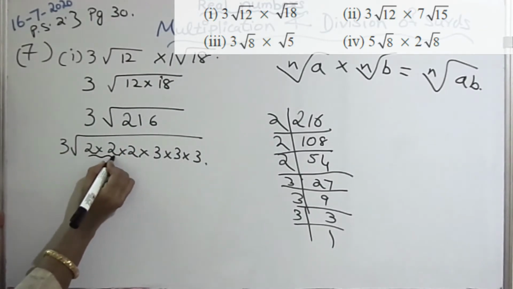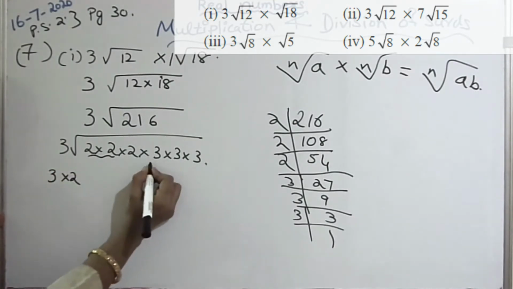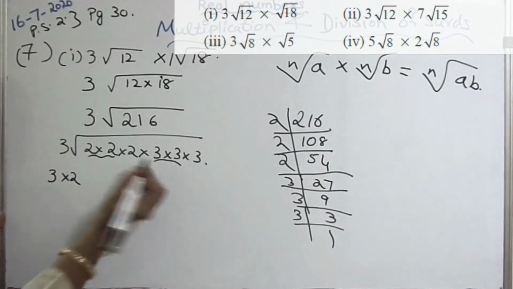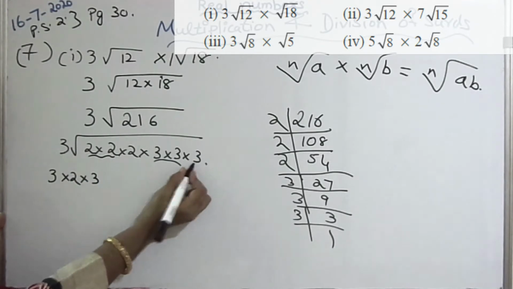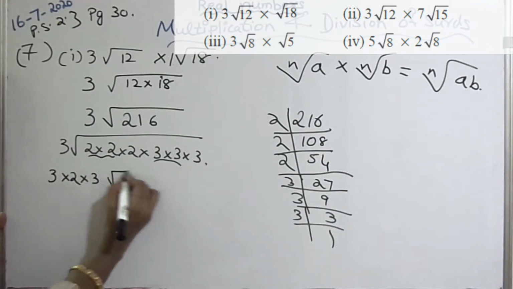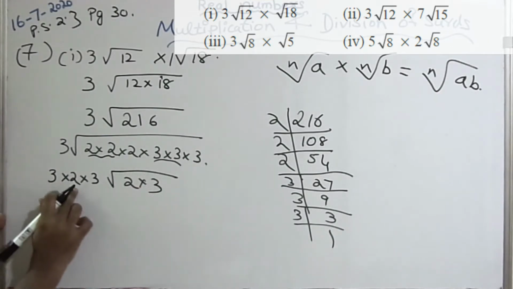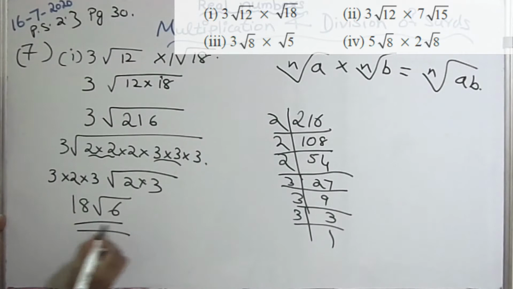So 2, which is repeated 2 times, can come out as 1 2. And here 1 2 remains inside. Now here there are 2 3s repeated, so you can take it out as 1 3 and 1 3 will remain. So what remains inside is this 2 and this 3. 2 into 3, 3 2s are 6, 3 6s are 18 root 6. This is the simplest form of this multiplication.